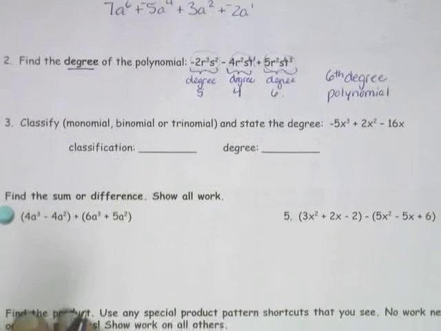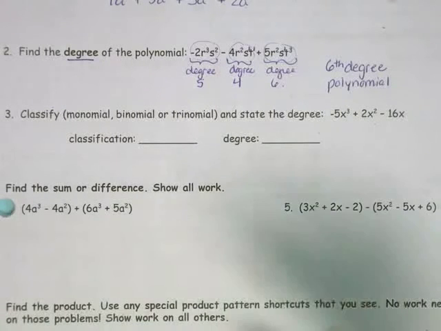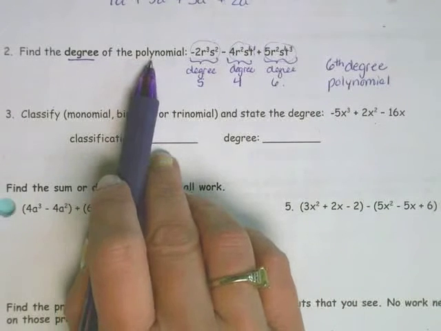All right, now looking at just polynomials, polynomial means it's got more than one thing. Poly is multiple terms, essentially, in here.